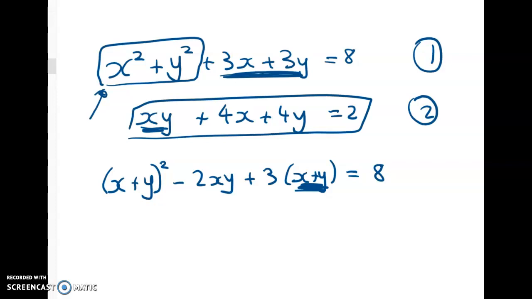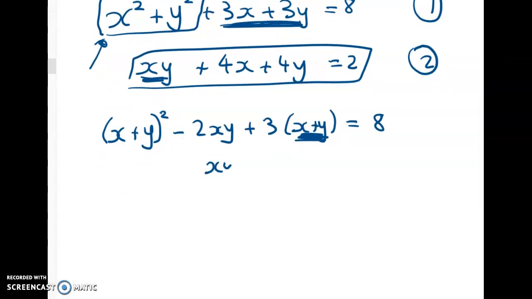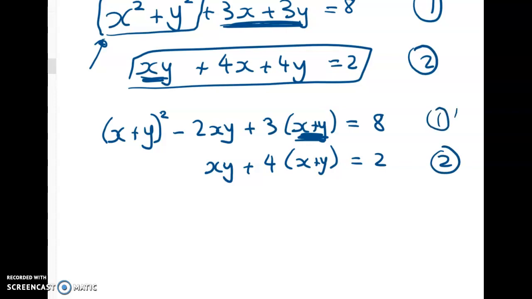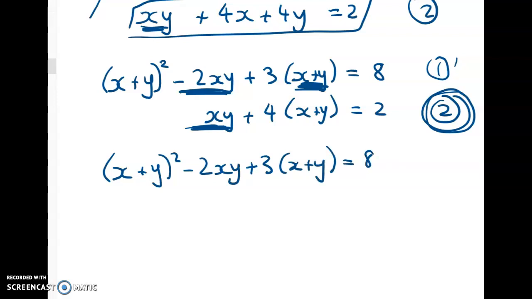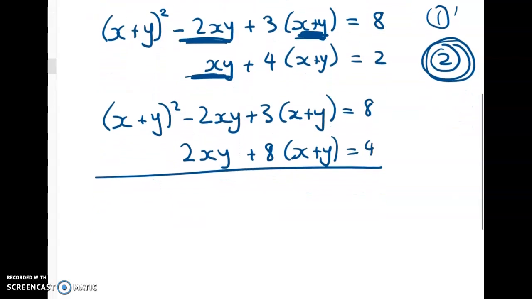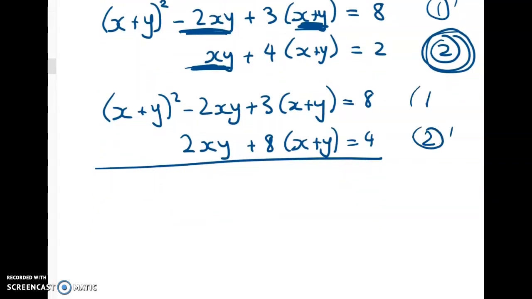The next equation now fits nicely into columns, so we'll write things out like that. So xy plus 4 times (x plus y) is equal to 2. So that's equation 2. We'll call this equation 1 dash. If I multiply this one through by 2, I can get matching up coefficients here and eliminate the xy, which I would very much like to do. So we'll write that one out just as is. Now multiplying this by 2, I get 2xy plus 8 times (x plus y) is equal to 4. So we'll call that equation 2 dash and 1 dash.